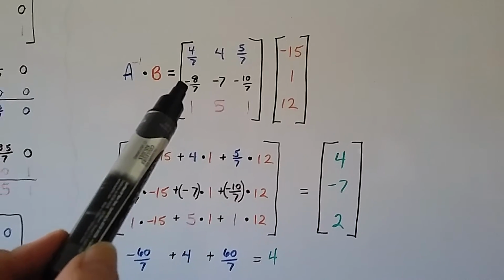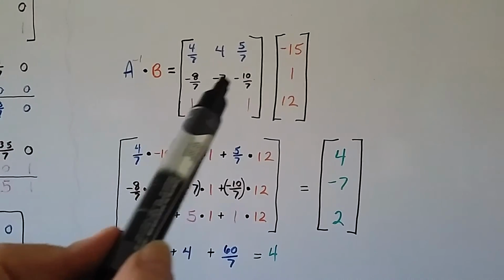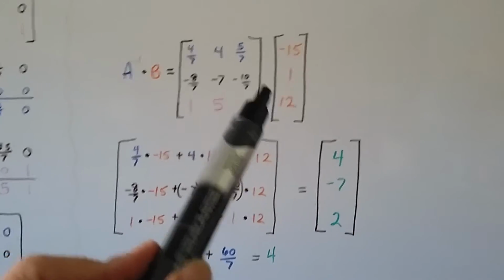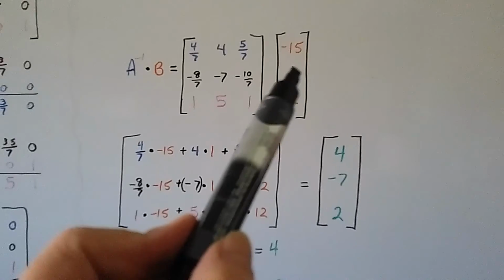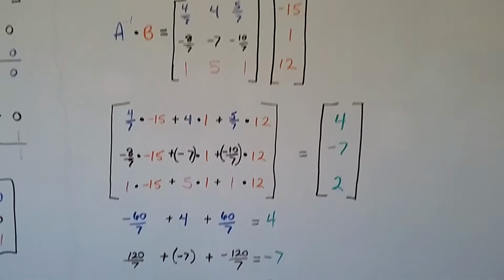We do the negative 8/7 and multiply it by 15. The negative 7 times 1. The negative 10/7 times 12. The 1 times the negative 15. The 5 times the 1. The 1 times the 12.